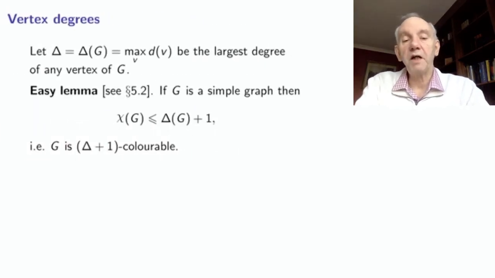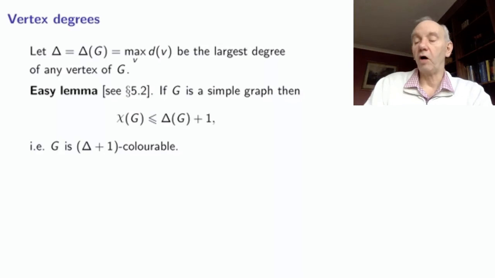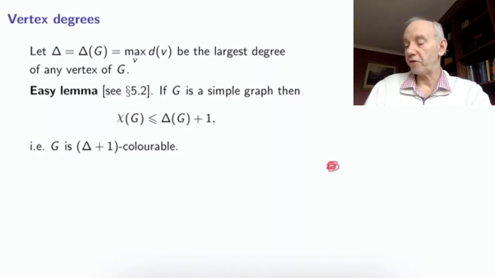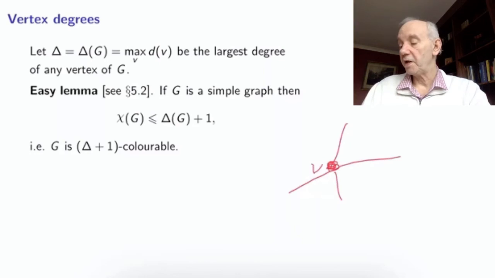Now, there's a very close link between the chromatic number of a graph, colorability, and the degrees of its vertices. So remember, the degree of a vertex is the number of edges. We have a vertex here. The degree is the number of edges that come in to that vertex. So if that vertex is called V, then the degree of V I'll write as D of V. And in this example, it's 4.